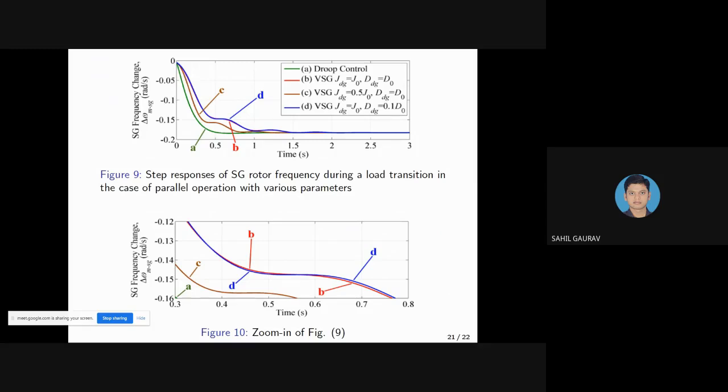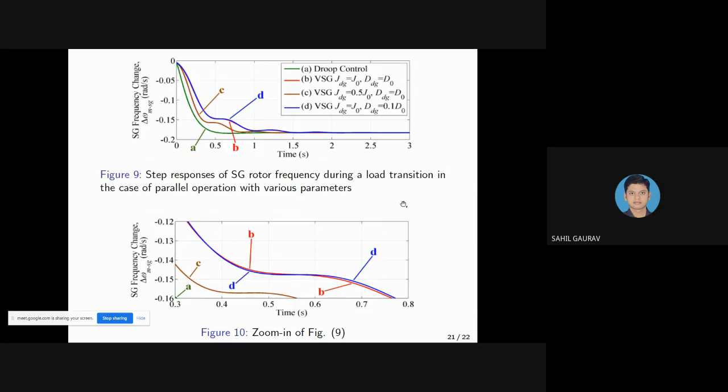Like the case of single inverter operation, the distributed generators with VSG control can contribute more inertia to the system than distributed generators with droop control. Here you can see from the zoom in figure, there is a steep change for the droop control, but for the B, C, D parts, there is not a steep change in the angular frequency of the synchronous generator. So distributed generators with VSG control are contributing more inertia to the system than distributed generation with droop control.